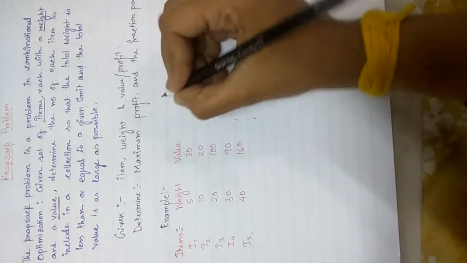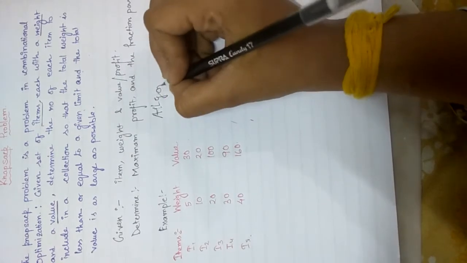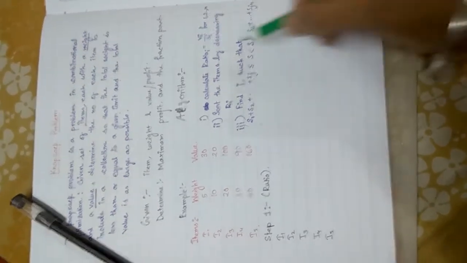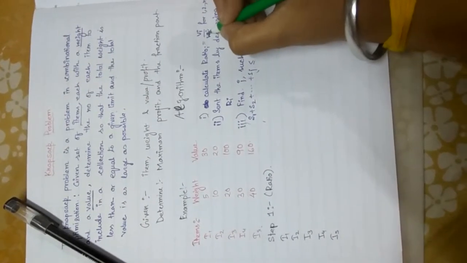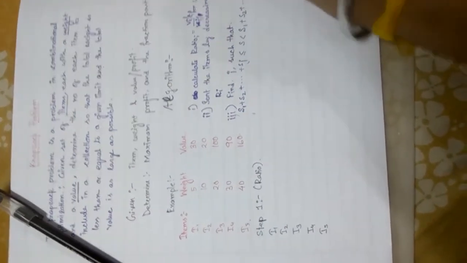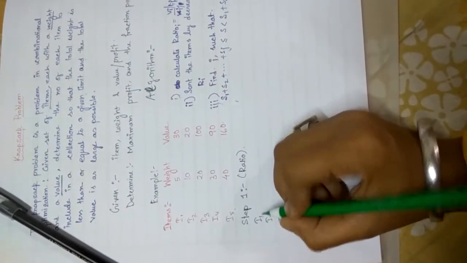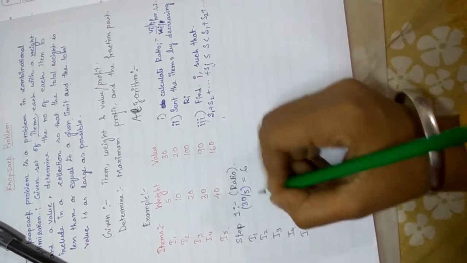Okay, then let's have a look at the algorithm. At first calculate the ratio, that is Vi by Wi, that is value by weight, or here you can say Pi, for 1 to n, meaning for I1, I2, I3, I4 and I5. So how to calculate? For I1, the ratio will be Vi by Wi, meaning 30 by 5, that is 6.